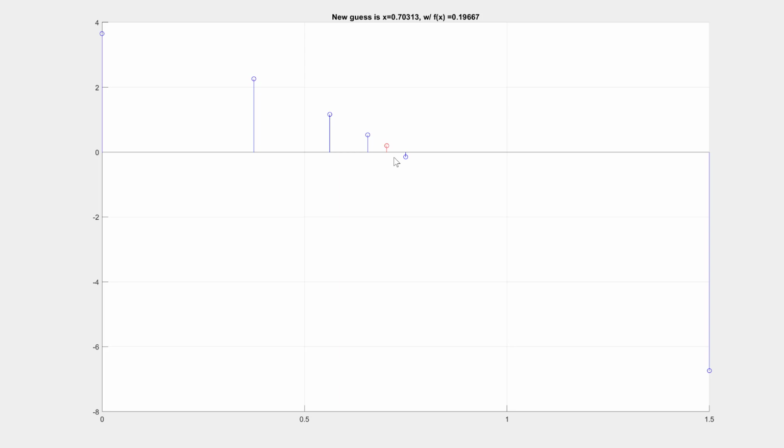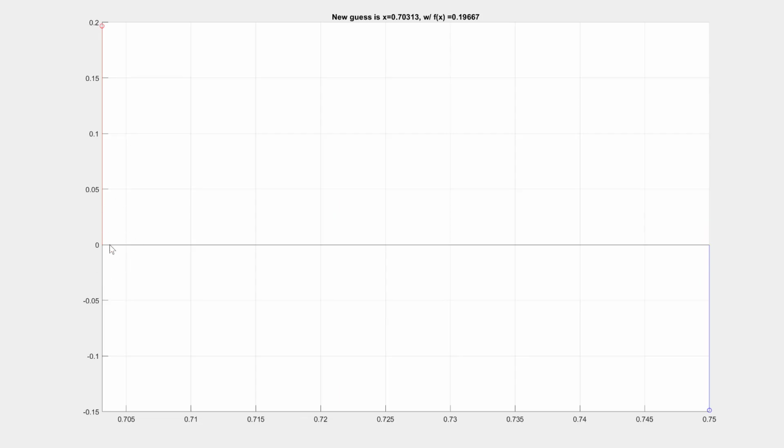Now I'm going to resize the bracket. Now we've got one guess at about 0.7 and the old guess at 0.75. Still, we're just going to evaluate at the middle. So far, all our sign changes were indicating that we needed to throw away the leftmost fragment. Now, we'll see that we're going to throw away the fragment on the right.